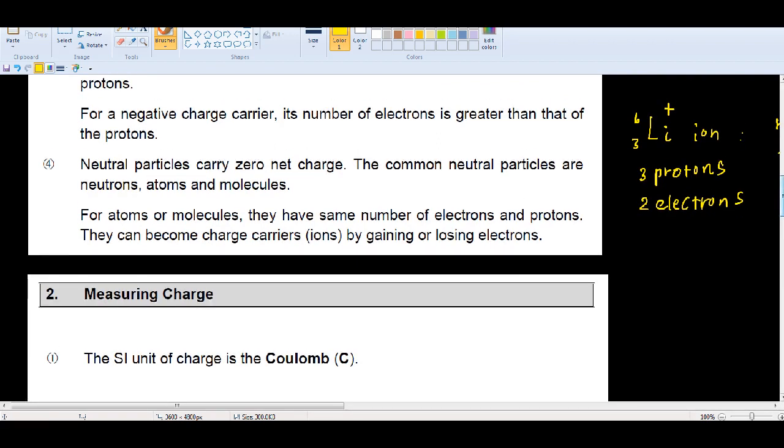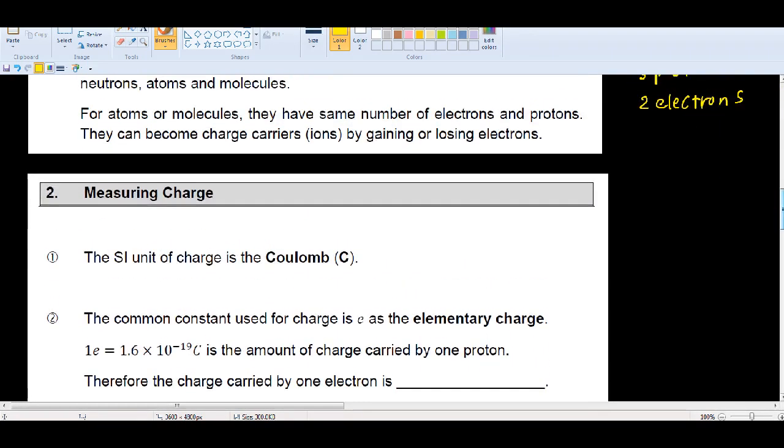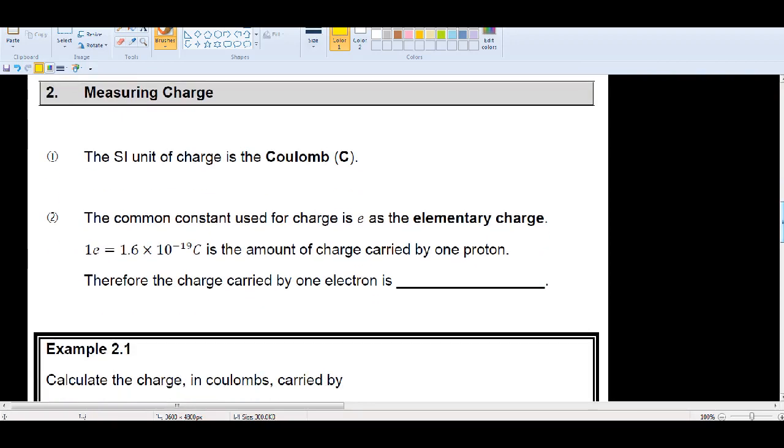Okay, that would be very common knowledge as well, so I'm not going into details. Alright, so measuring charge, how could we measure charge? That's pretty new for some of you possibly. Measuring charge means we need to give a quantity for the charge. If you want to quantify charge, you need to give it a unit, and for charge the unit is coulomb.